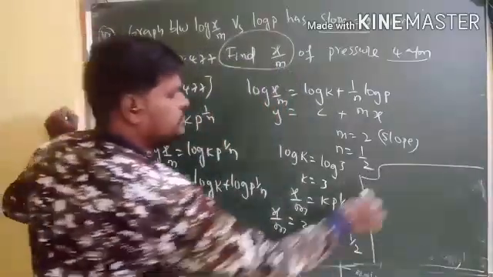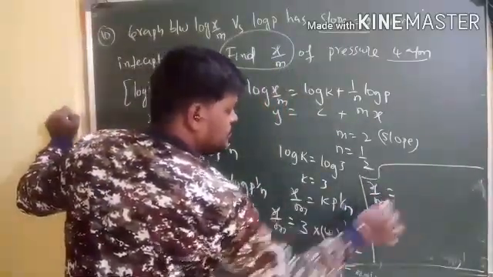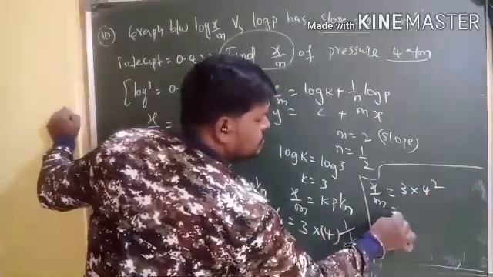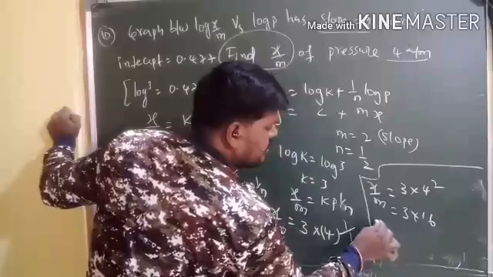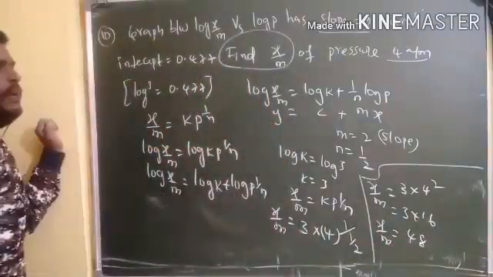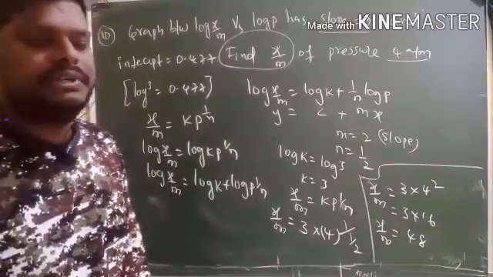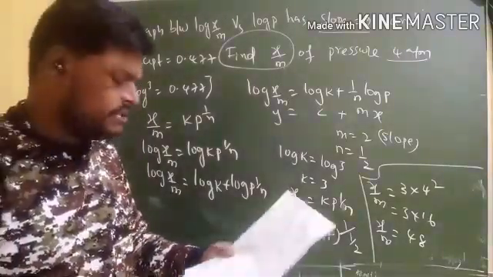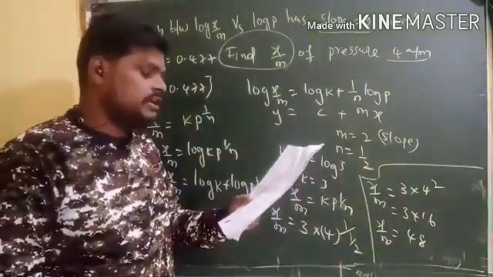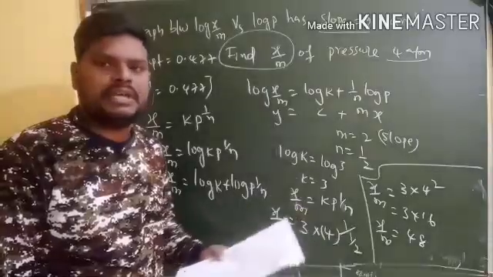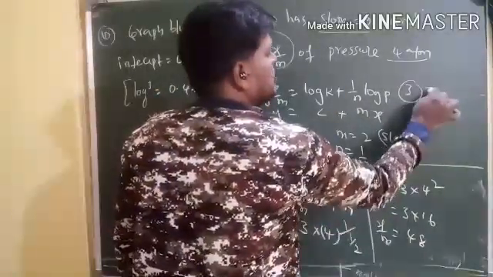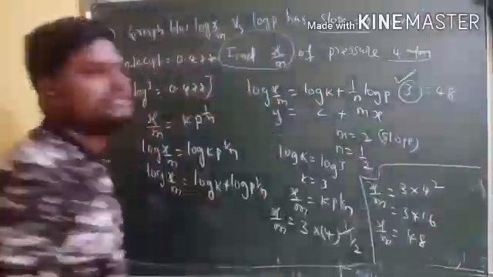So x by m is equal to 3 into 4 square, that is equal to 3 into 16. So finally x by m is equal to 48. So 48 is the correct option here. Of course, I have options: the first option is 6, the second option is 3, the third option is 48, and the fourth option is 9. So the third option is correct for this one.